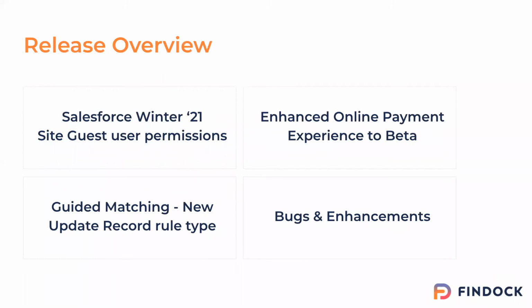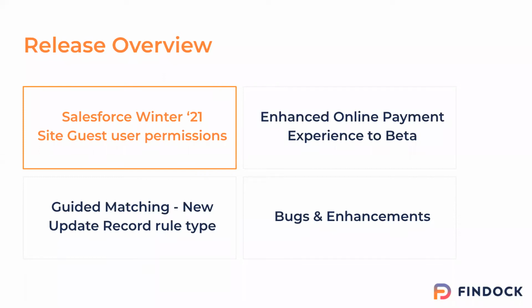As an overview of the bigger highlights of this release, we'd like to spend time on the Salesforce Winter 21 updates around the Visual Foresight guest user permissions. We are very happy to show you again our new enhanced online payment experience, now moving to beta, available to everybody, and we are really excited about that. We have created a new guided matching rule with a new type to also update existing records. And over the last few weeks, we also did many bug fixes and smaller enhancements with regard to certain projects or packages, and we'd like to highlight those to you.